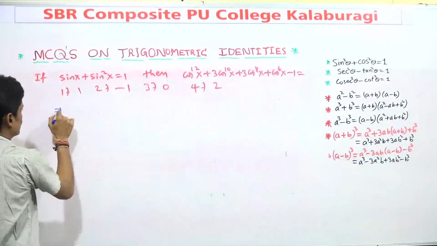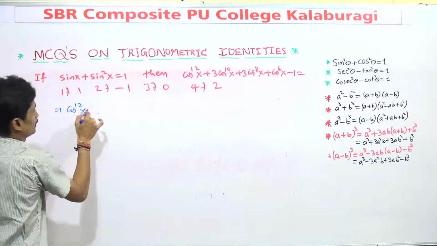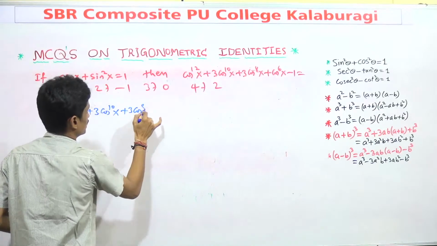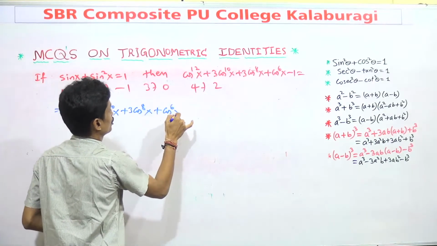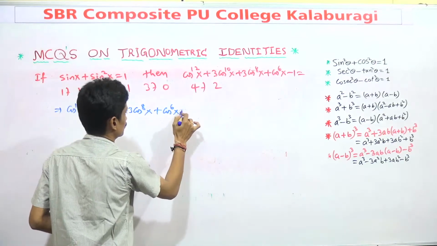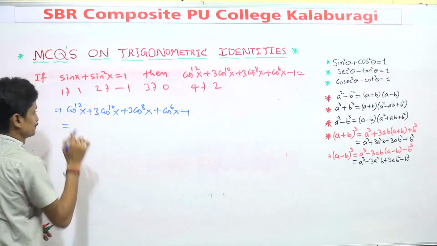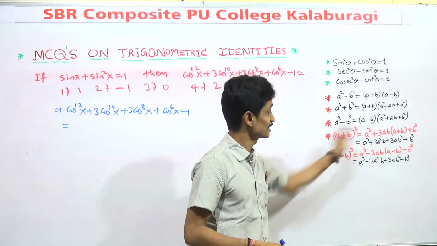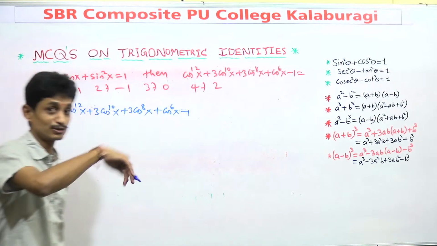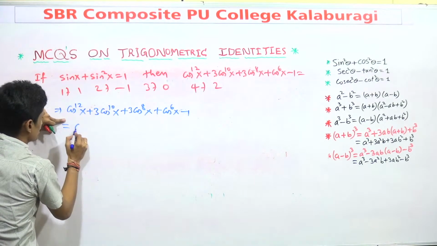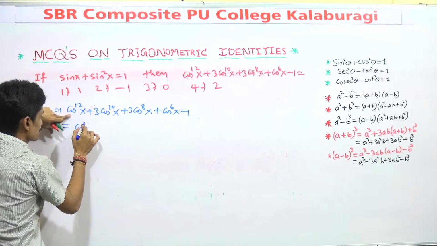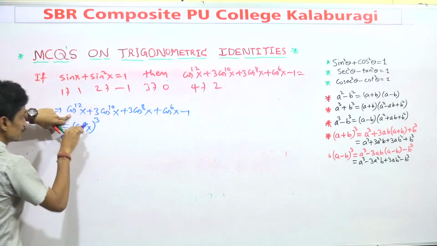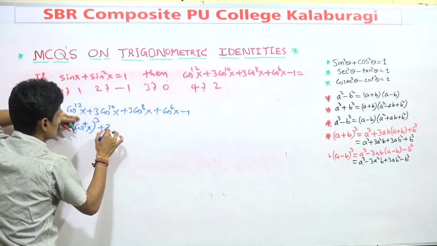I will take first the given expression: cos power 12x plus 3 cos power 10x plus 3 cos power 8x plus cos power 6x minus 1 equal to, how to write this one? I suggested this identity: LHS equal to RHS you have to write, RHS equal to LHS form you can take. So cos 12 I will split as cos power 4 whole cube. 4 3s are 12, plus 3 as it is.